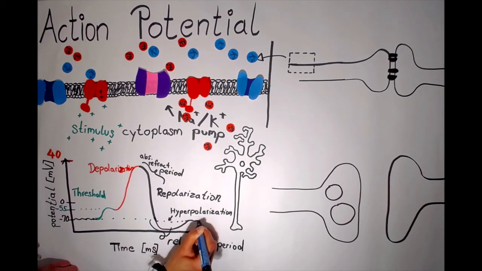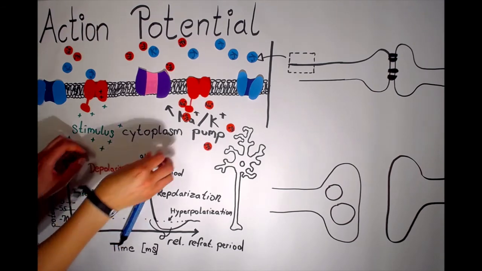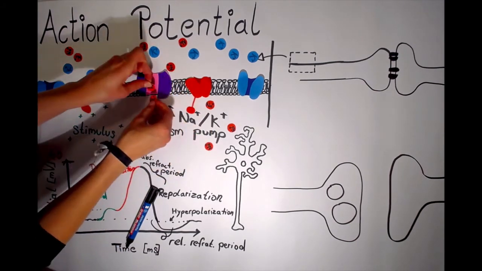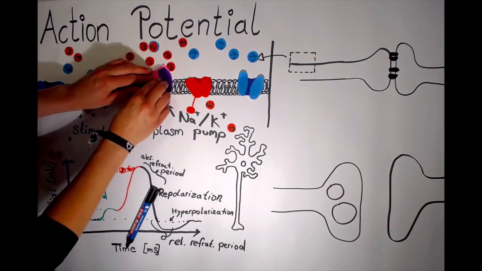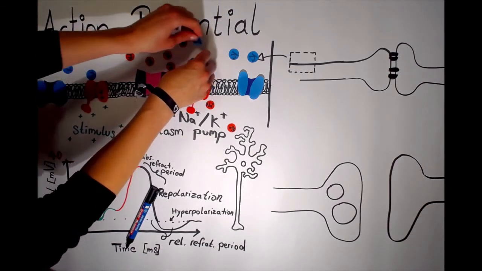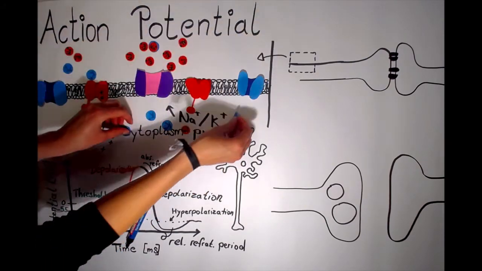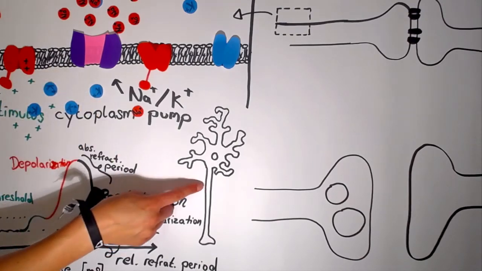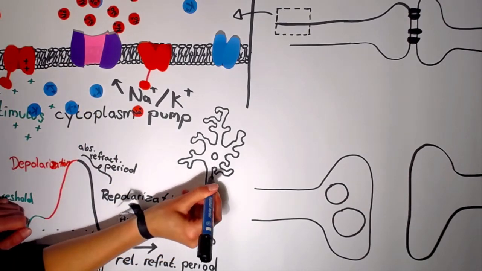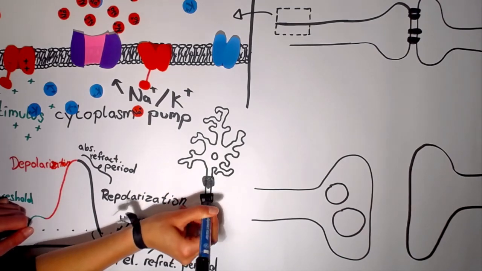Therefore, a much stronger stimulus is needed during the relative refractory period to initiate a new action potential. The sodium-potassium pump, meanwhile, and the potassium leak channels restore the resting potential, which concludes the action potential. This action potential travels down the axon of the cell, and the signal transmission is speeded up by myelination.